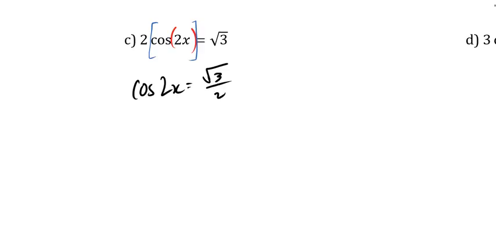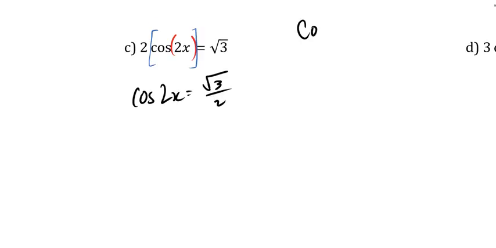In fact, if you want, you could do this: cos of y, where y equals 2x. You could replace that in your head, or you could do it on paper, but think about it as just cos of y, cos of one thing, whether it's 2x or 3x or 10x, doesn't matter. We're isolating for that.